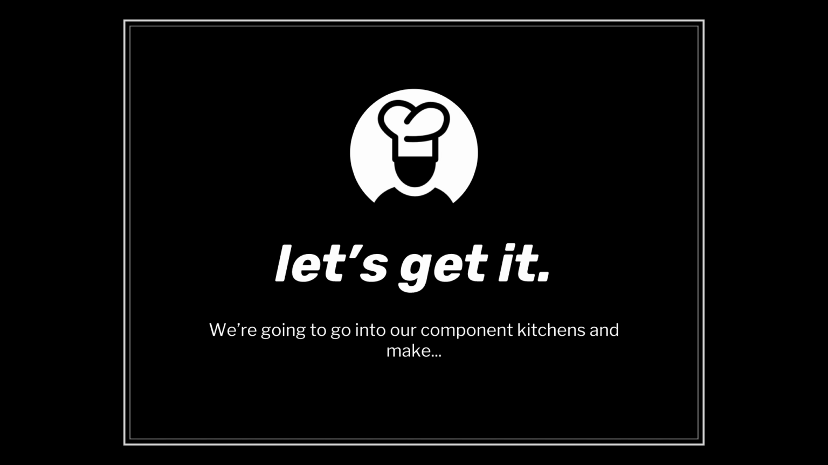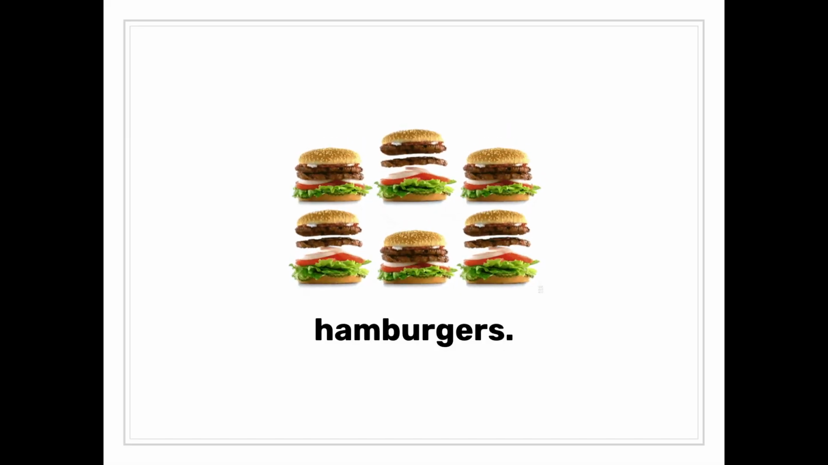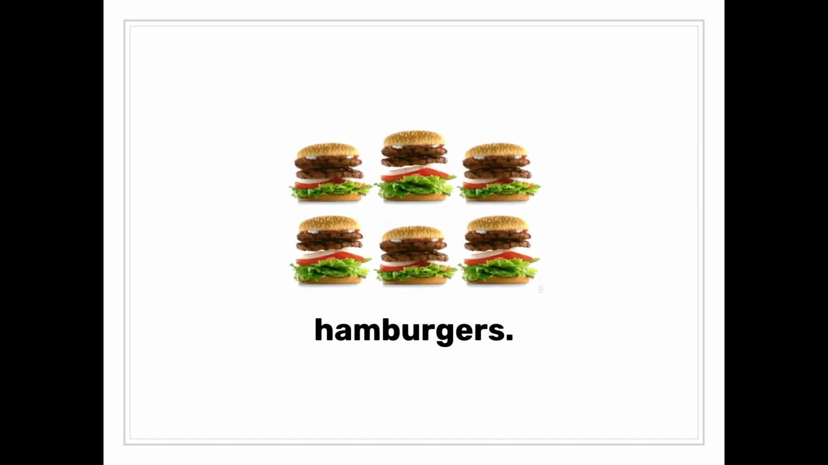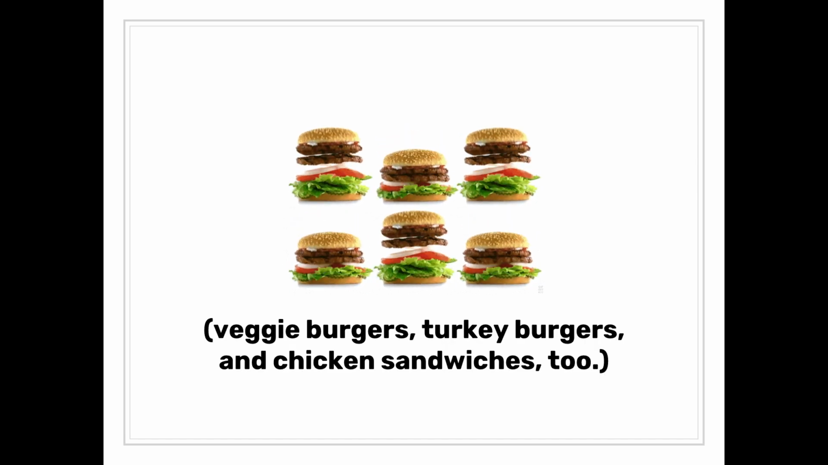All right, let's get it. We're going to do an example. We're going to try our process, and we're going to try to build a reusable component. We're going to go into our component kitchens and cook up one of my favorite things, burgers. And to make it fun and interesting, we're going to do veggie burgers, turkey burgers, and chicken sandwiches too. Chicken sandwiches are kind of a burger, right? Same thing.